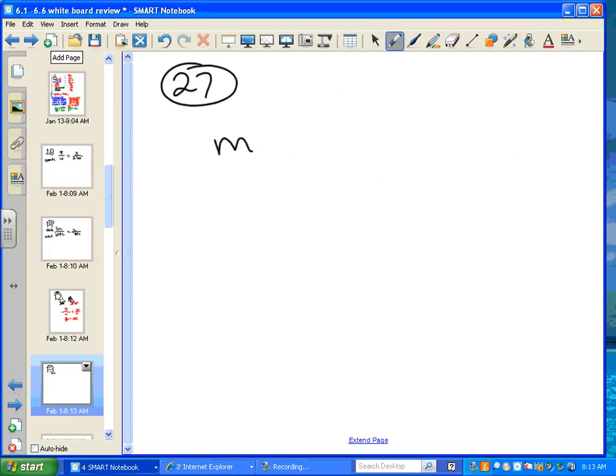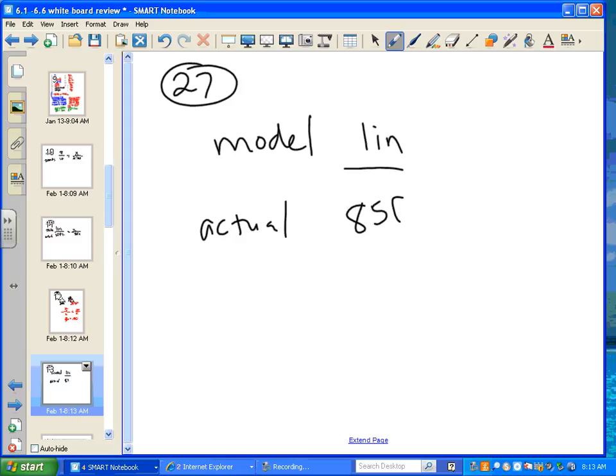Okay, I did model or scale over actual. This one tells us that the model to actual size is 1 inch over 85 feet. We know that the height of the building in the model is 1.5 inches. We need to find the actual height of the building. So did you set up your proportion like that?